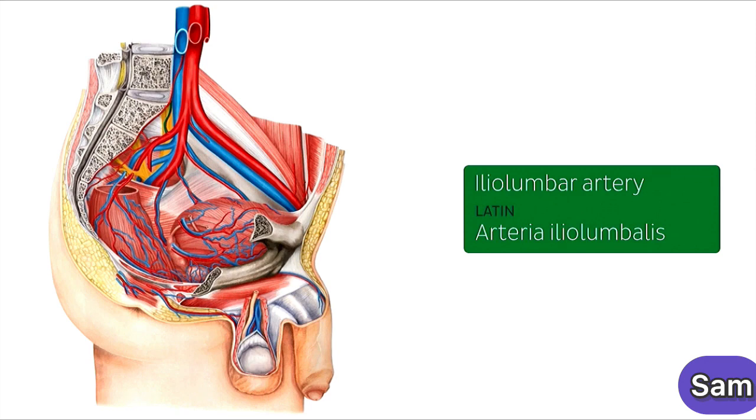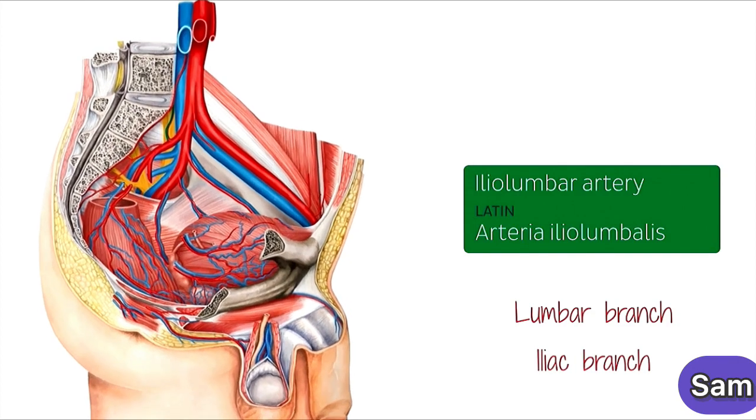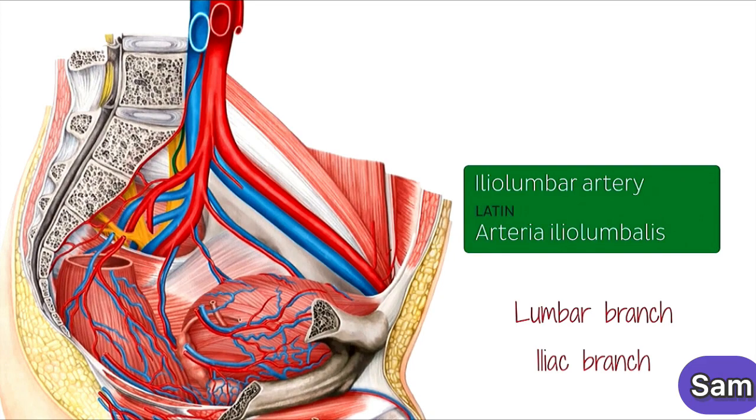It arches backward and ascends laterally out of the pelvic inlet towards the iliac fossa. It will further divide into two branches, the lumbar branch and then an iliac branch, hence the name iliolumbar artery. Now in this illustration, you can see the left iliolumbar artery highlighted.